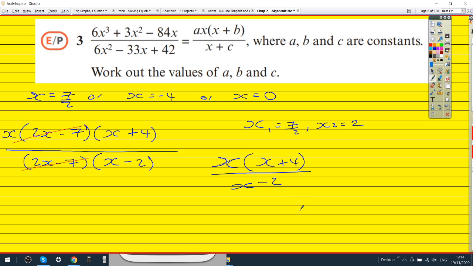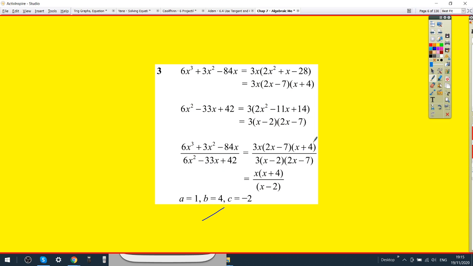X minus 2. Yeah, I hate this. A is 1. That's weird. So B is 4, C is minus 2, but A is 1. It's very weird for him to write it like that. Yeah. Very weird. Okay.